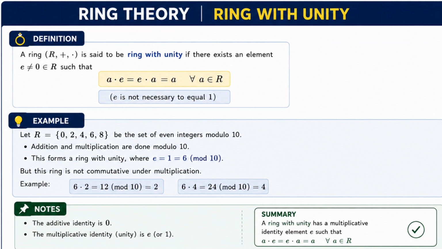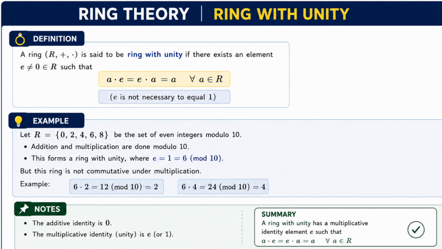For example, consider the ring {0, 2, 4, 6, 8} under the operations addition and multiplication modulo 10. What is the multiplicative identity in this ring? It is 6. Why 6? Because, checking for 2, 6 times 2 equals 12, and under modulo 10, 12 equals 2. So when we multiply 2 with 6, it again gives 2. That is why 6 is the multiplicative identity.